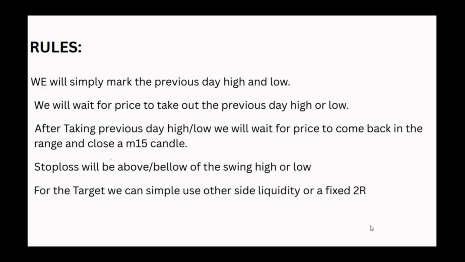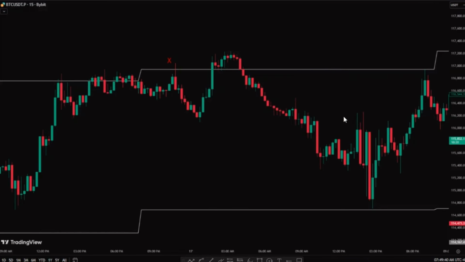Now, for the stop loss, it will be placed just above or below the swing high or swing low, depending on our direction. And for the targets, we have two options. You can either aim for the opposite side of liquidity or just use a fixed 2-hour target. Now let's see on TradingView how it looks.